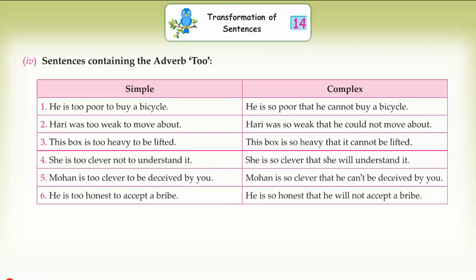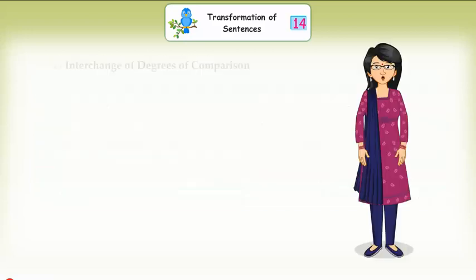4. She is too clever not to understand it. She is so clever that she will understand it. 5. Mohan is too clever to be deceived by you. Mohan is so clever that he can't be deceived by you. 6. He is too honest to accept a bribe. He is so honest that he will not accept a bribe.